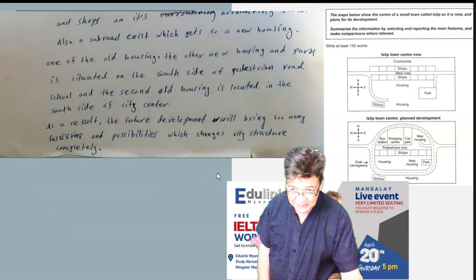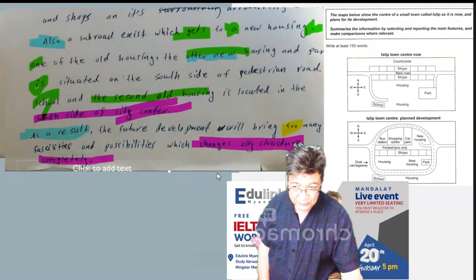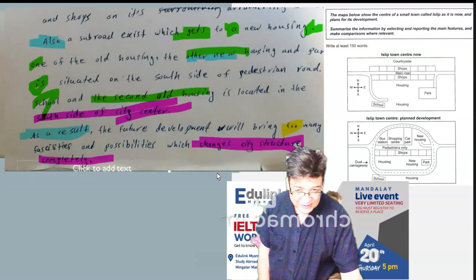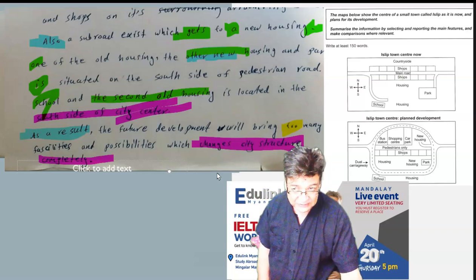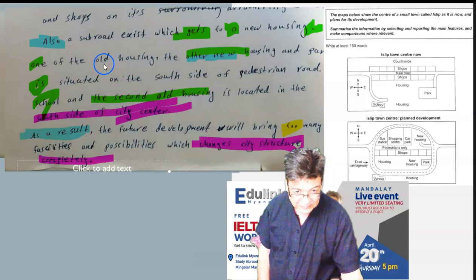Okay, and then it continues. Oh, by the way, blue is coherence and cohesion, referencing and using the correct linking devices, cohesive devices. "Also, is this a new paragraph?" I don't know. Don't start a sentence with also. Also goes in the middle of a sentence. "Also, a subroad exists." It does?